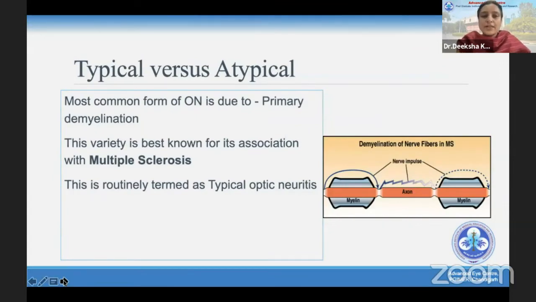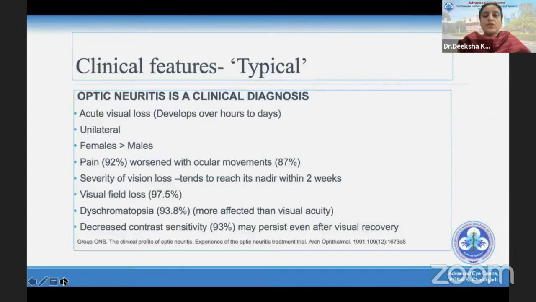So why do we have to classify typical versus atypical? The most common form of optic neuritis is that associated with primary demyelination. And the best known primary demyelinating disease is multiple sclerosis. So this is the one which is typically classified as the typical optic neuritis.